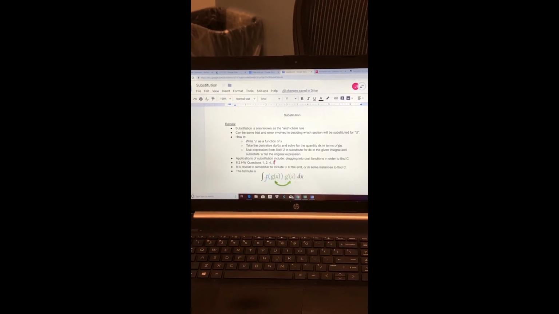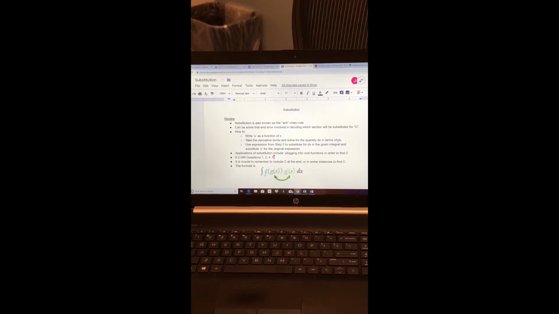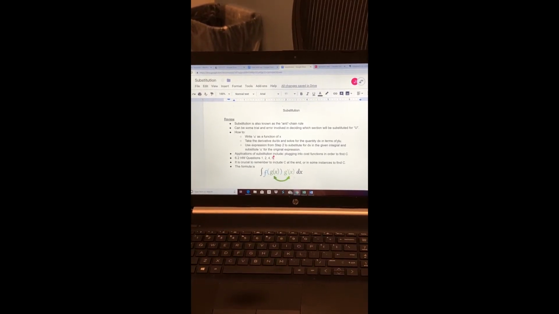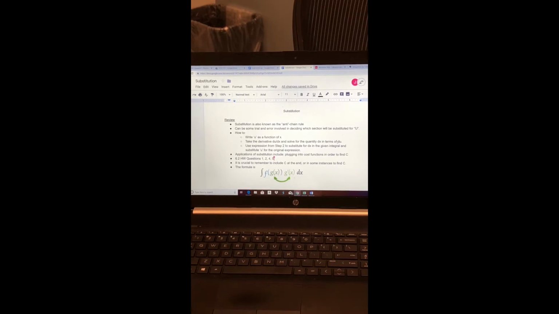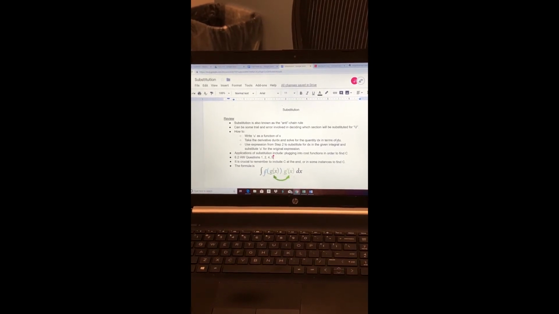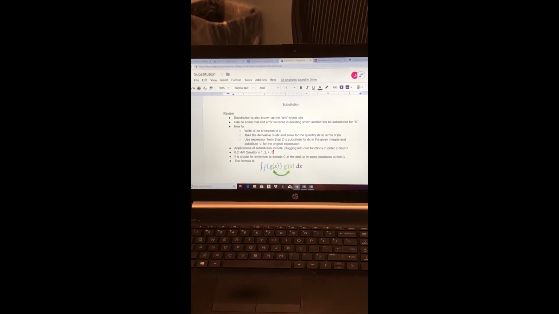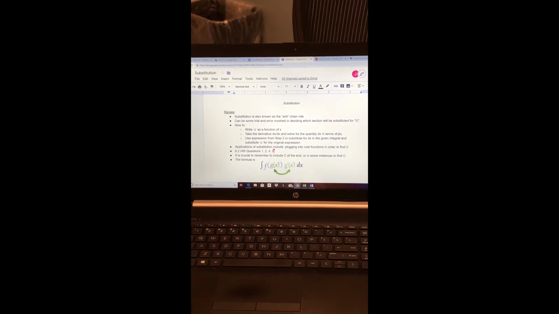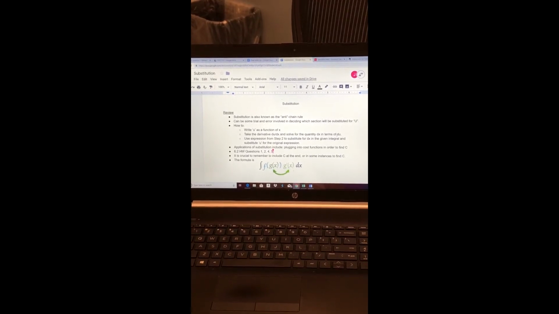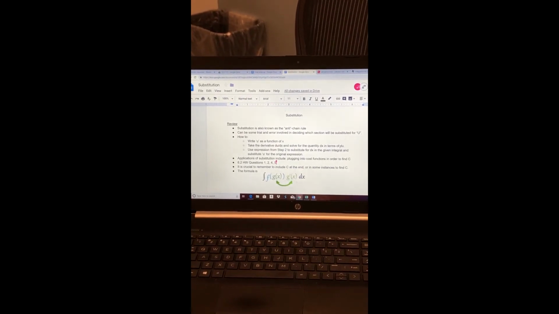Alright everybody, lastly, this is a little review of what we've just gone over. Substitution is known as the anti-chain rule. You'll definitely have some trial and error in deciding what section can be substituted for u. It can be as easy as our 5x plus 2 example, or more challenging. But if you do some trial and error, you will end up determining which one is which.